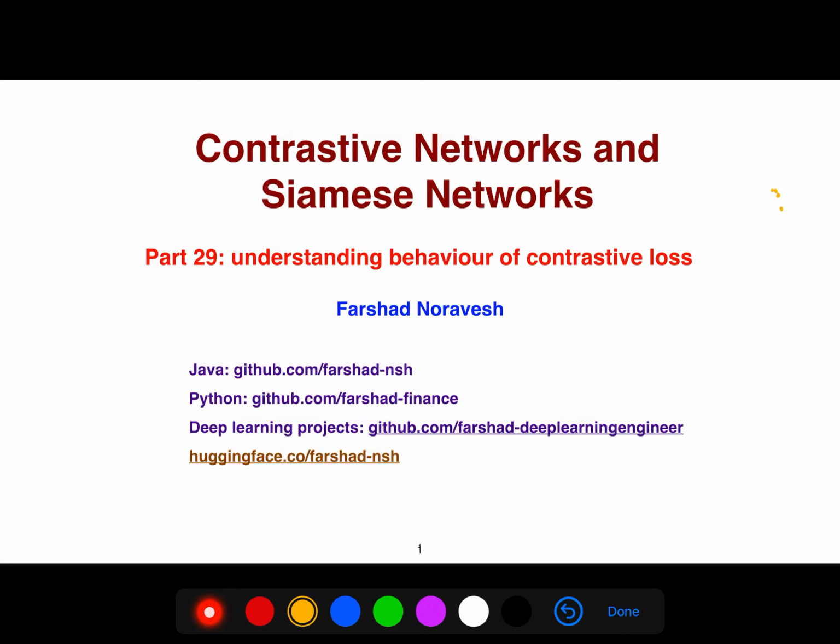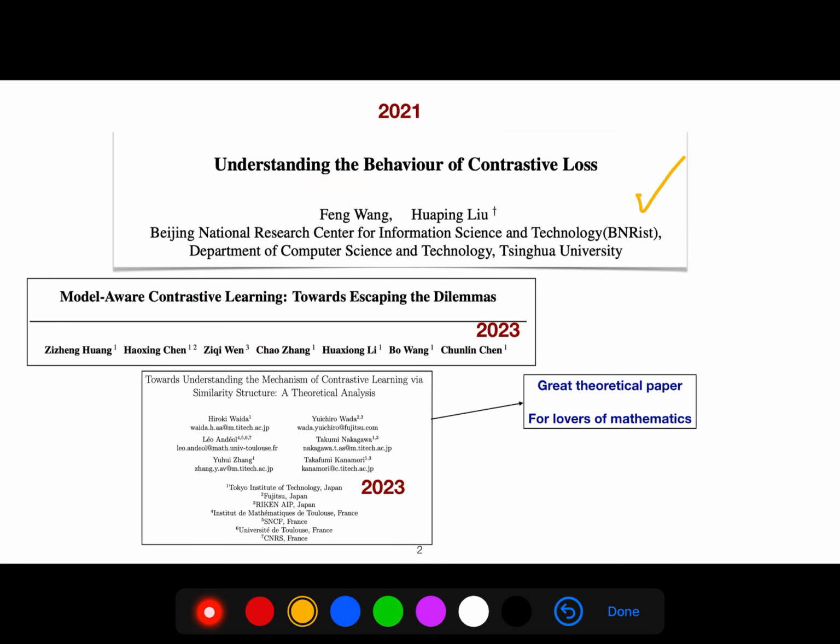Alright, so in this lecture we are going to be understanding the behavior of contrastive loss, which is explained in this paper from 2021. And this paper is really interesting. It's a great theoretical paper for those people who are interested in a deeper understanding of contrastive loss and contrastive learning.